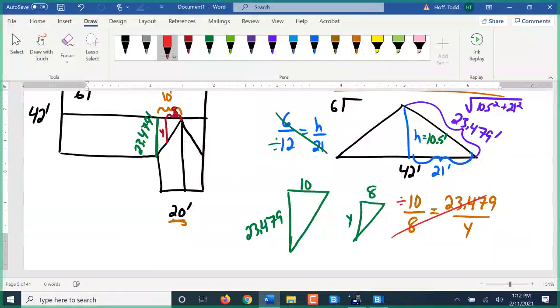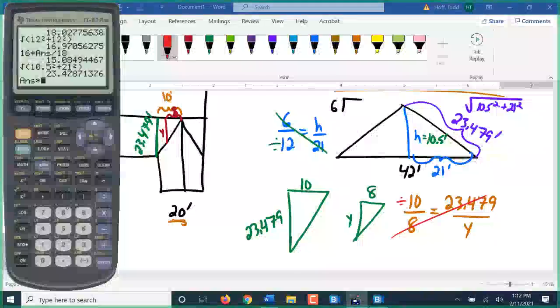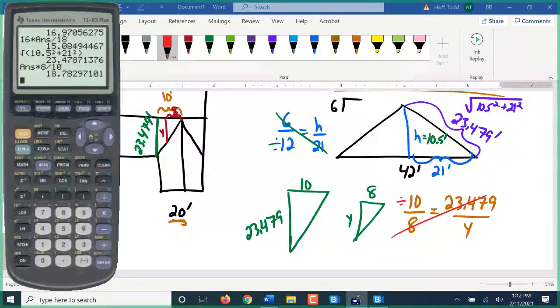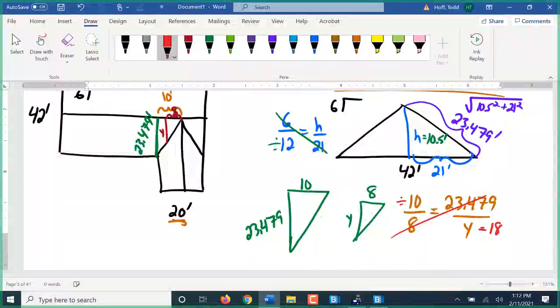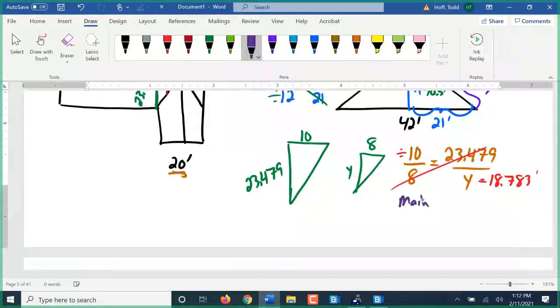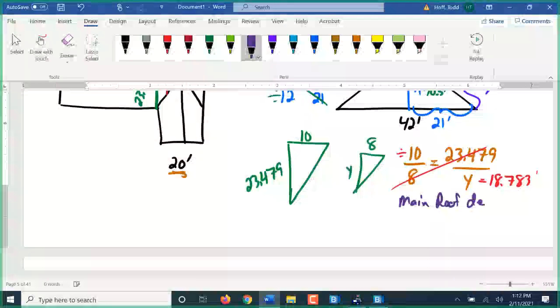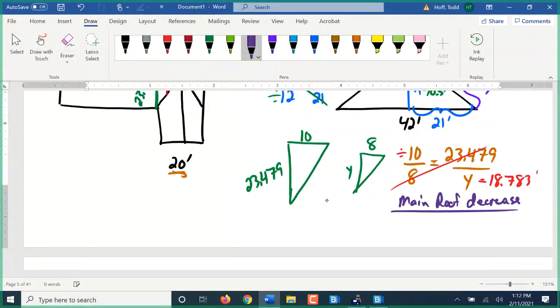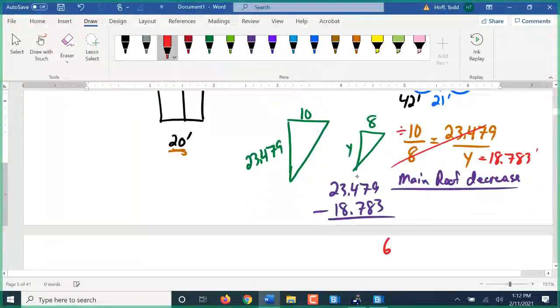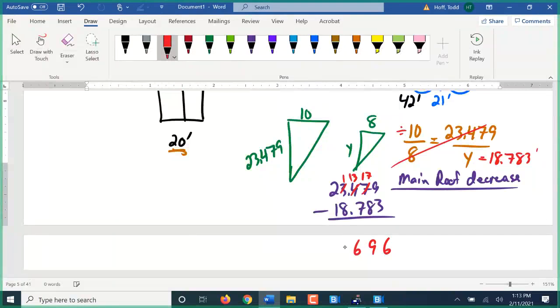Cross multiply and divide. 23.479 times 8 divided by 10 gives me 18.783 feet. So the decrease there, the main roof decrease, that difference, 23.479 minus 18.783, gives us 3.696 feet. Once again, I'll trust that you can turn that into feet, inches, and sixteenths.